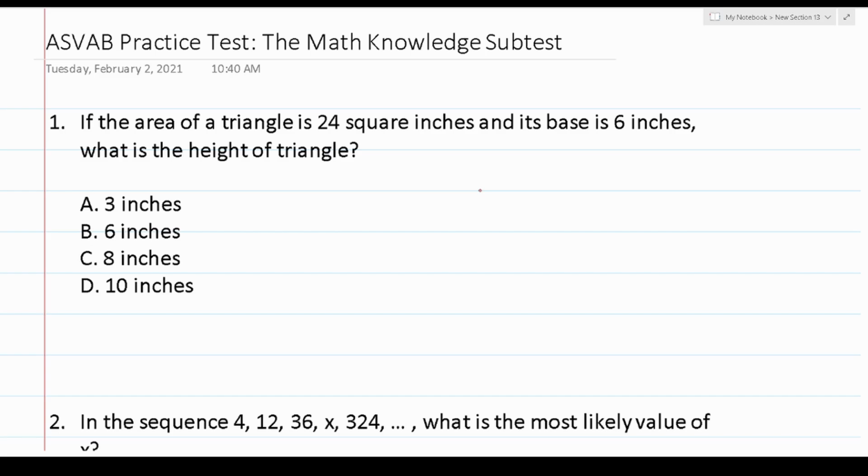As a reminder, you're not permitted to use a calculator or a reference sheet on the ASVAB. So as you take this practice test, it's in your best interest to not make use of any of those resources.